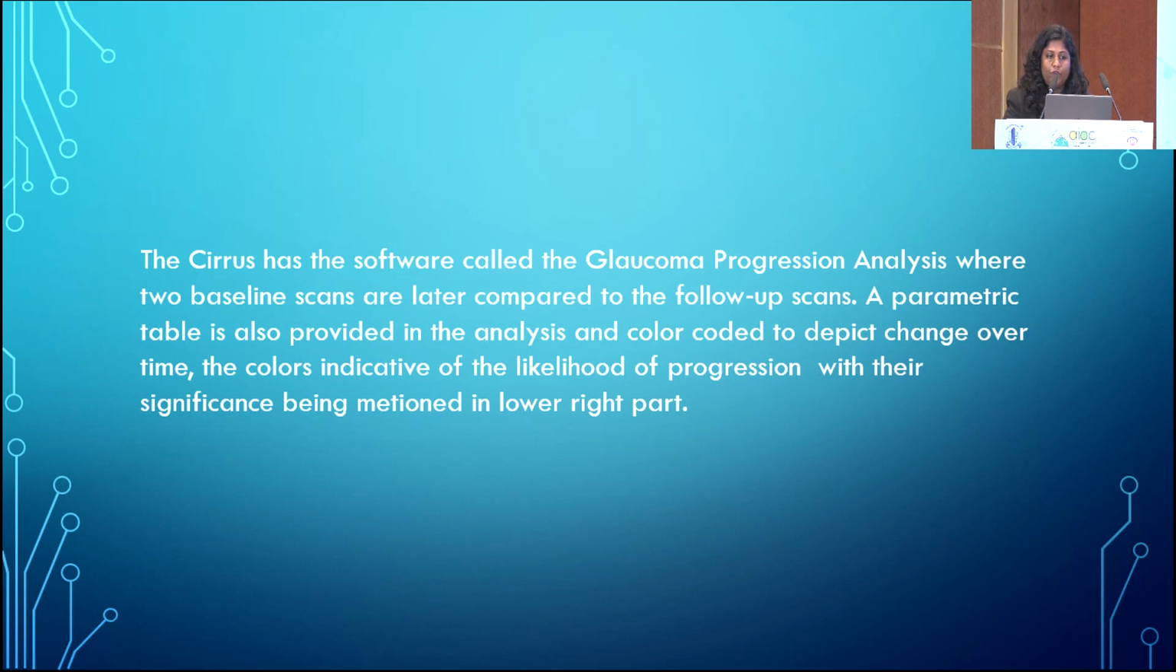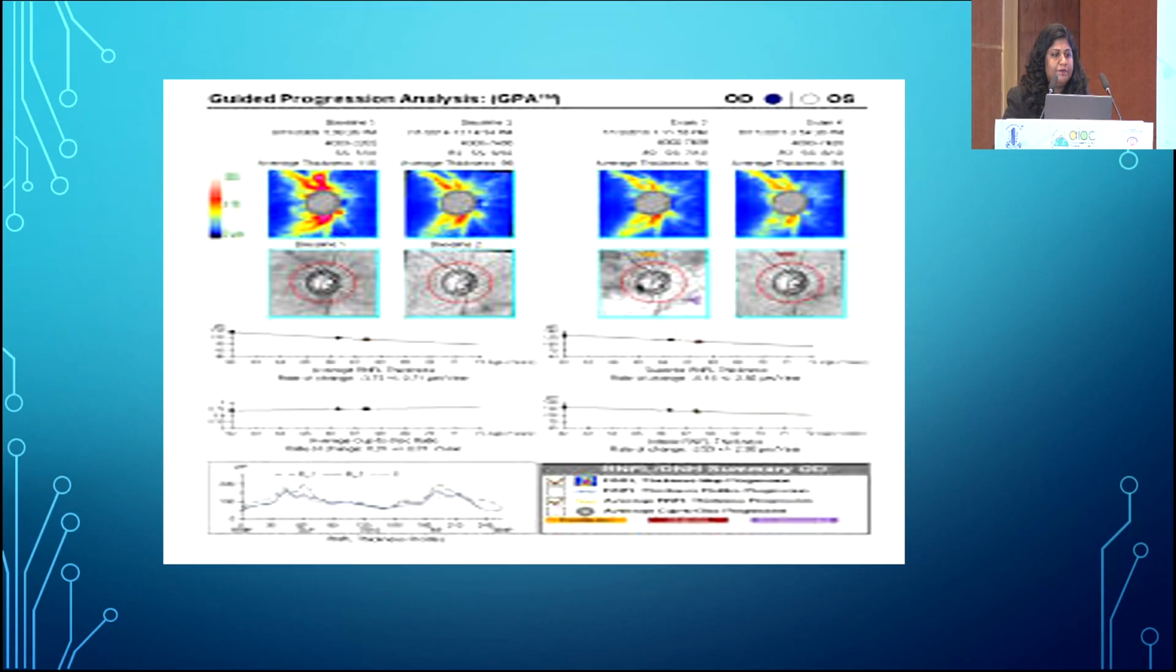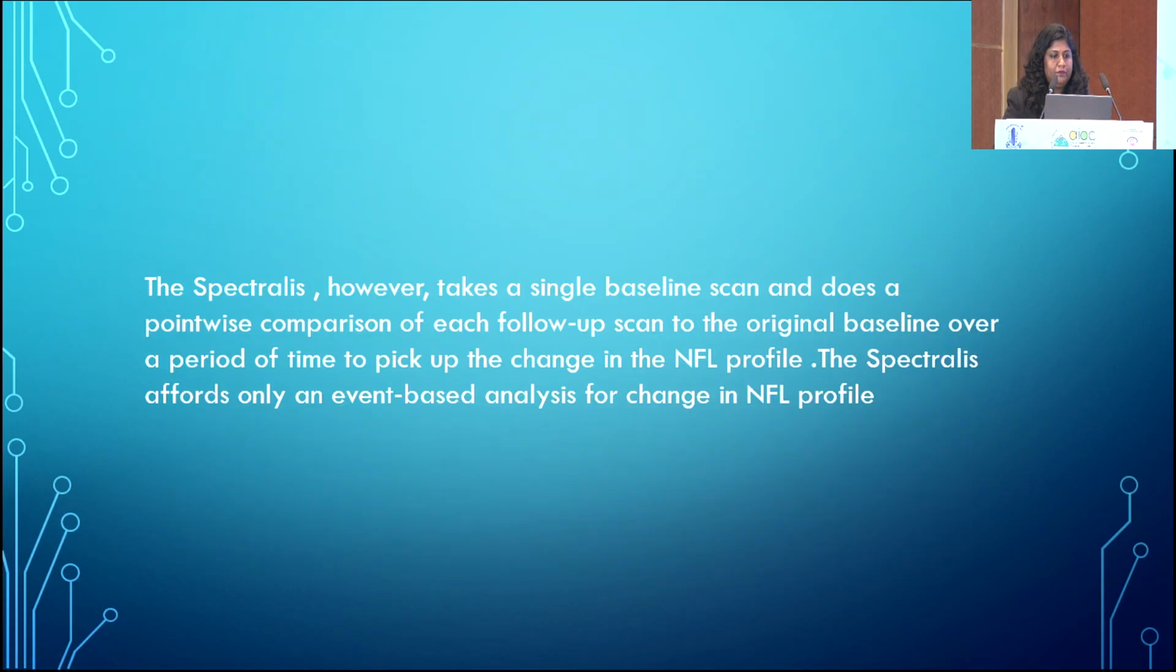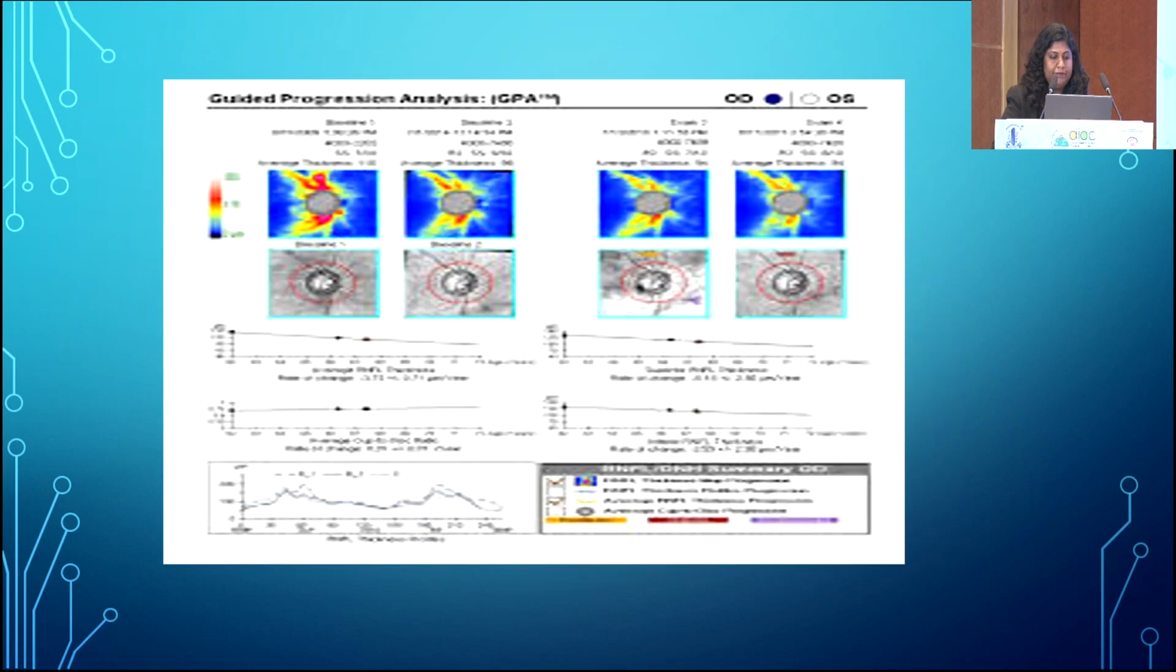The Cirrus has software called glaucoma progression analysis, where 2 baseline scans are later compared to the follow-up scans. So the name, age, everything is important. Once it is fed in and the scans are repeated, you can get this from the Cirrus machine. A parametric table is also provided in the analysis, and it is color coded to depict change over time. The colors are indicative of the likelihood of progression, with their significance mentioned in the lower right part. So this is the progression analysis map.